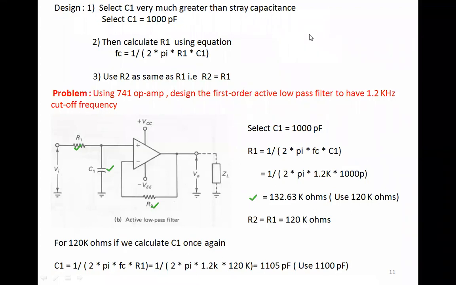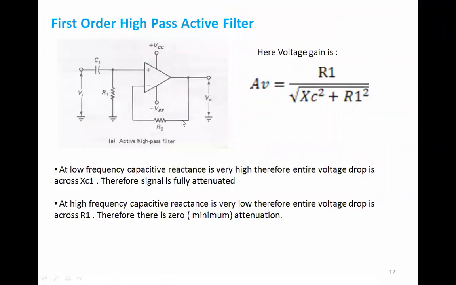Next, we will move on to the other concept, which is high pass filter. As I mentioned, there's going to be a change. The resistor is going to come here and the capacitor is going to come at the top. And I have my input voltages. This section remains the same, which is the active section along with the op-amp. The rest of the things, the formula does change. AV is equal to R1 divided by the square root of XC square plus R1 square. So you have to note down these formulas so that you can use them for your problems.